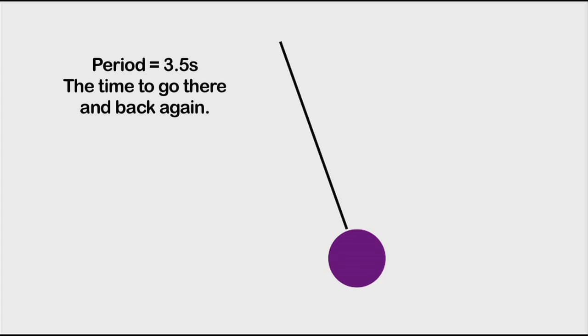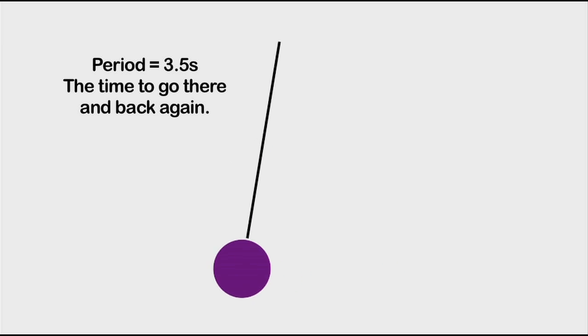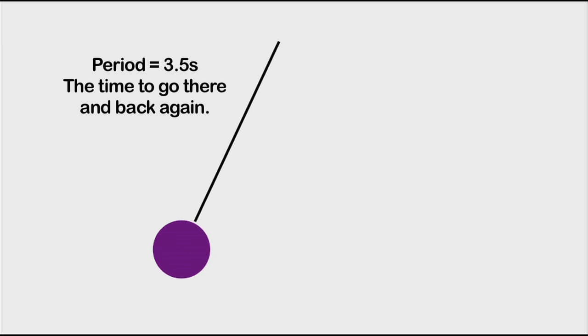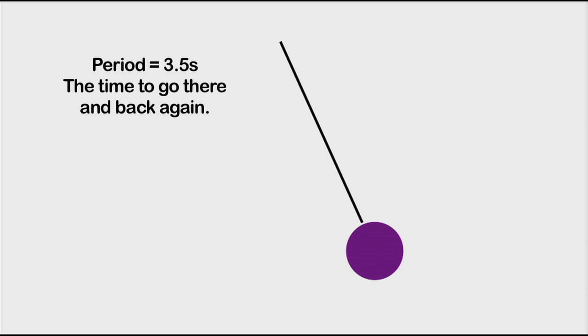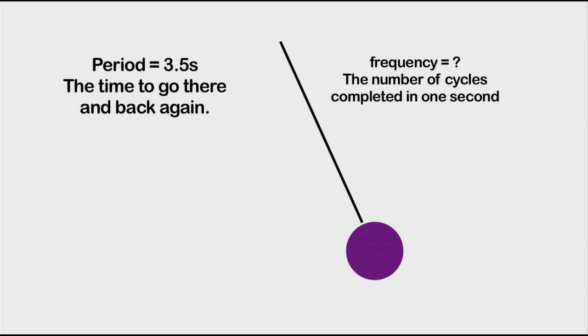The period of Mrs. Bates was 3.5 seconds. That is, the time it took her to go there and back again. We now want to know how many times or cycles she completes in 1 second, and this is called the frequency. Since period is the time for one cycle, and frequency is the number of cycles in a time period, we say that the period is the inverse of the frequency, or T equals 1 over f.